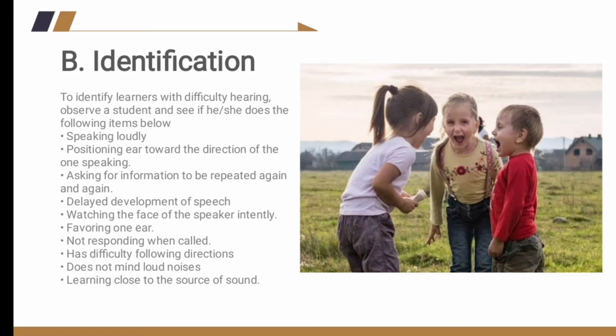Then second is positioning ear towards the direction of the one speaking. Kanang ang iyang dunggan murag itungod jud sa baba sa speaker aron masabtan niya og unsa toy gisulti sa speaker. So third is asking for information to be repeated again and again. Usa pod sa naay problema sa pandungog ang bata kay sige og pabalik-balik na magpangutana bisag kapila na nitubag, mangutana gihapon sa impormasyon nga wa niya nasabtan.